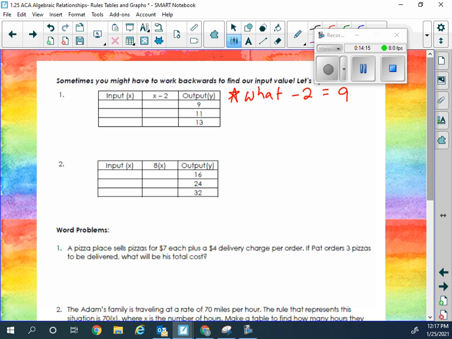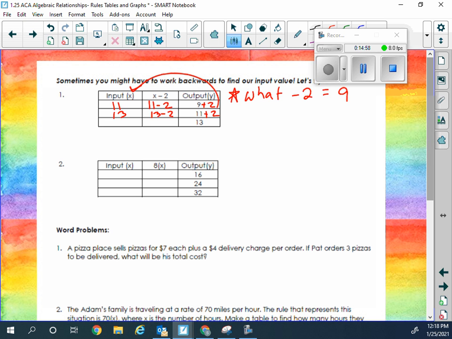11. That's exactly right. So you can fill in the input. So instead of thinking what minus 2 equals 9, what else could you think? It's the opposite. You also can think it's the opposite, meaning I have to do 9 plus 2 to get back to here. Okay? So then let's think. What minus 2 gives you 11? Or 11 plus 2 gives you 13. And then you just check it with your process and make sure that that's true.